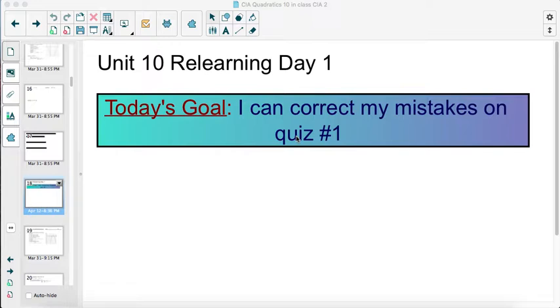Hello, welcome to Unit 10 Relearning Day 1. You're going to be working on finding the characteristics of a quadratic from a graph and solving squares by using the square root. Please make sure that you take notes on your note sheet, pause the video as needed, and then once you are done you will complete the practice problems.